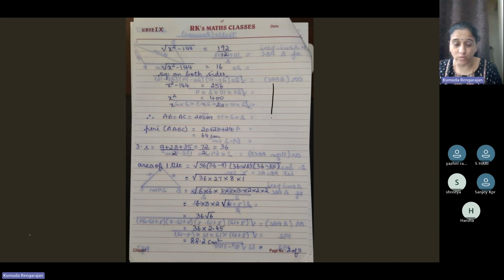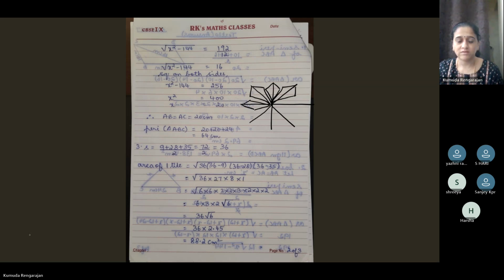I'll just try to do it. May not be very neat. Okay, so this is a petal of a flower, similarly like this. It's not going to be very good, but such designs are common in villages. Your grandmother's house, like this.